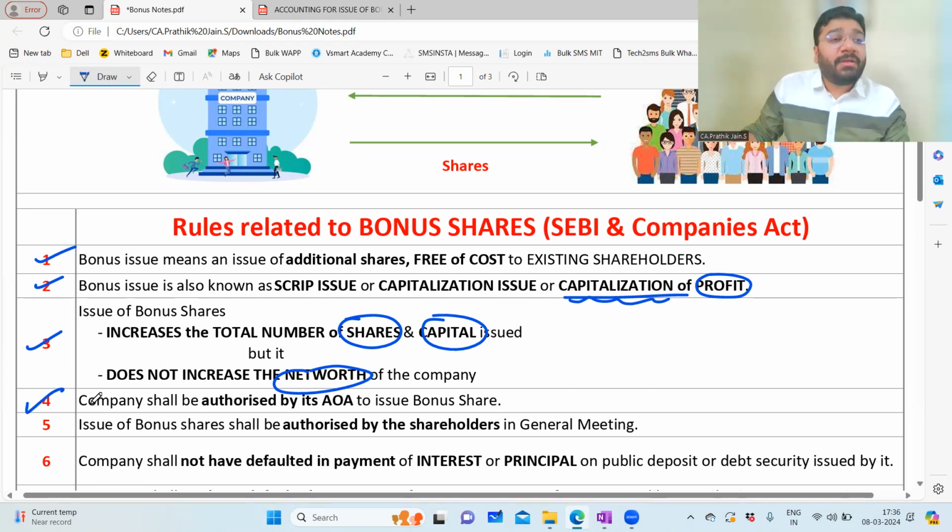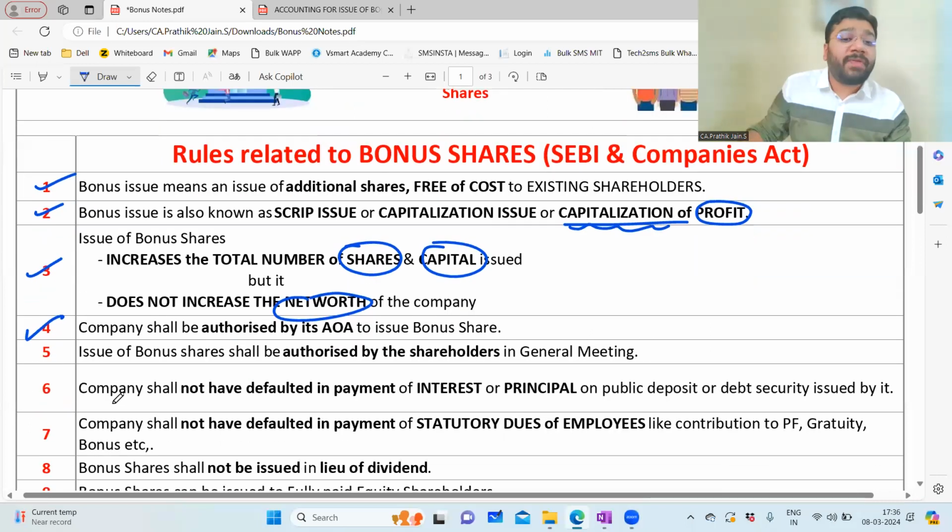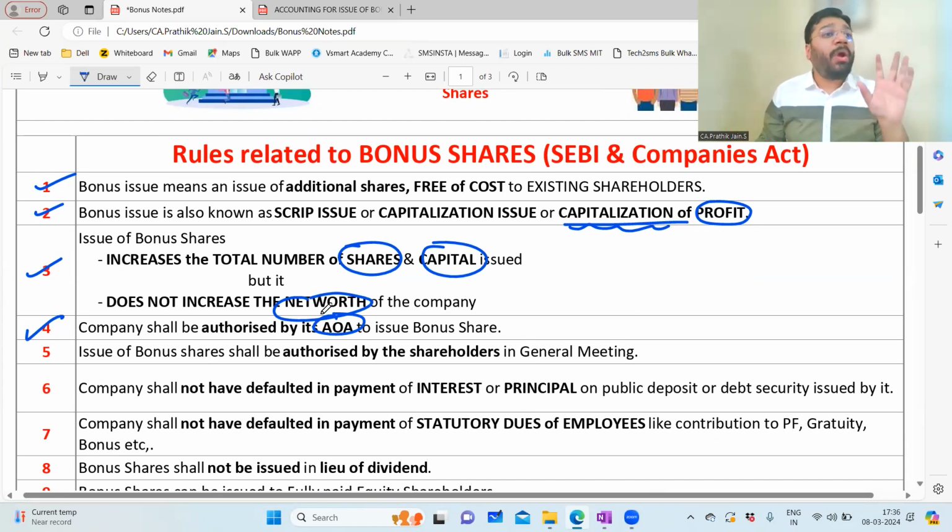Fourth point, for a company to issue bonus shares, first of all, the authorization has to come from its articles of association. Articles of association is basically a rule book that the company has to follow. In that, for each and every complicated procedure, what is to be done and how it is to be done, all the rules and regulations are properly established. So if you are intending to issue bonus shares, go and check the articles of association which you drafted while incorporating the company, whether the permission for issuing bonus shares is there or not.